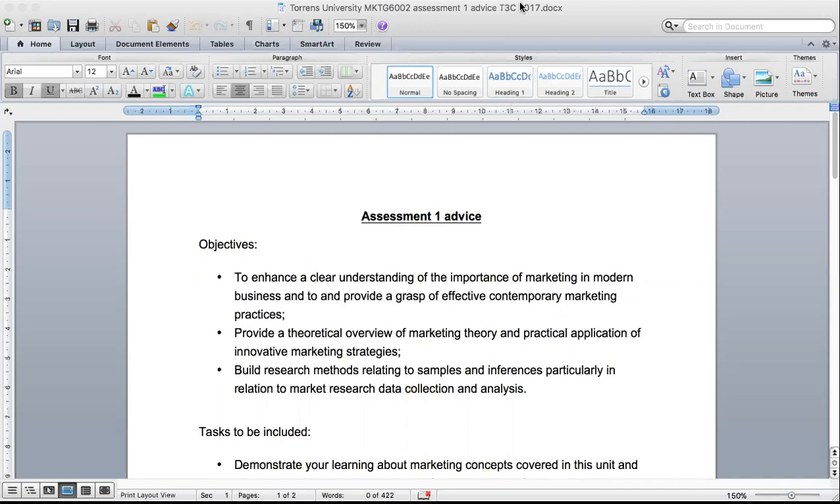This is our assessment advice discussion, basically, in our first session tonight. And I'd like to discuss with you the assessment advice.